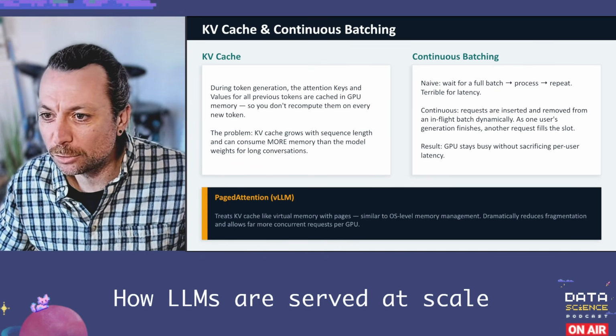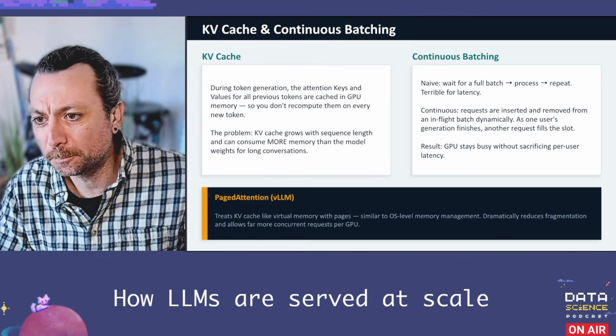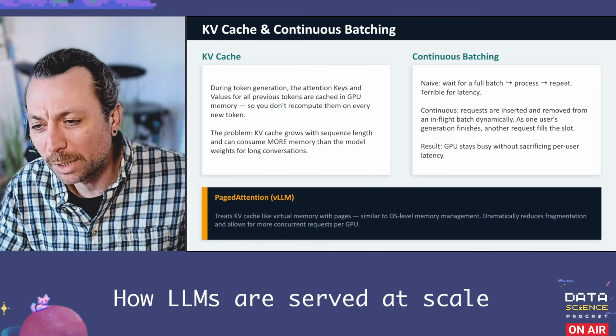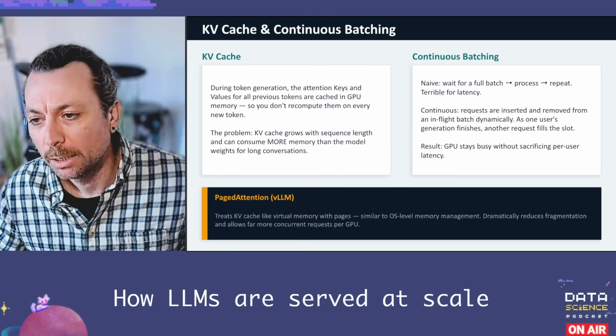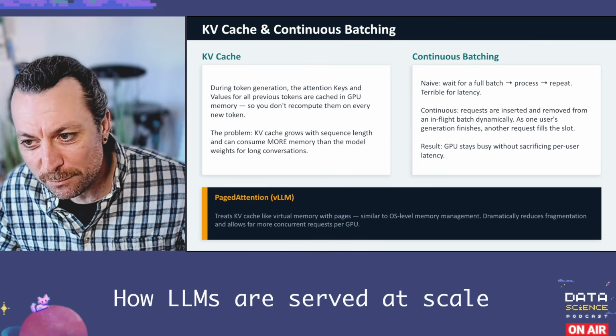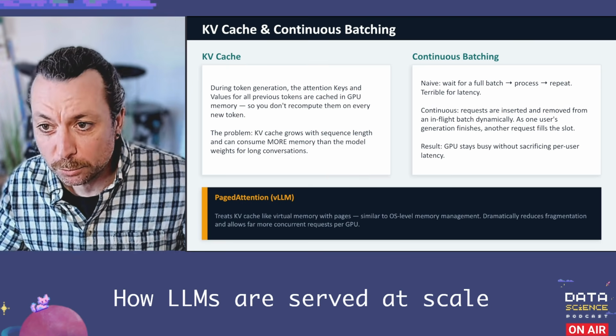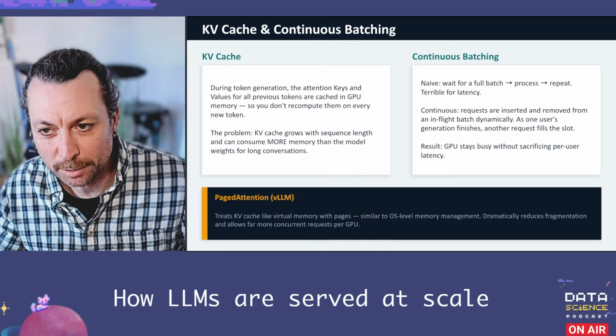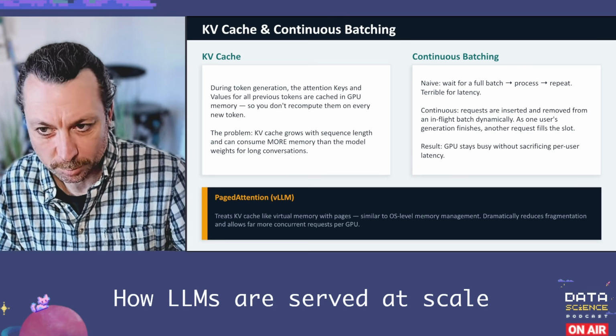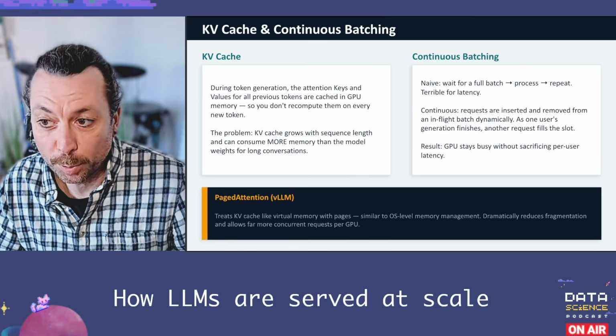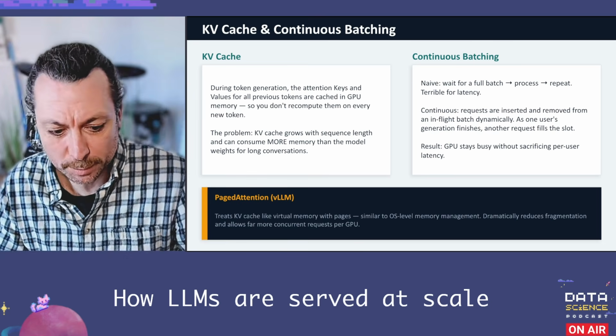So yeah, these are the two concepts. Now, there is also paged attention, and I'm reading: this treats KV cache like virtual memory with pages. I wanted to write this down just to make that comparison for those who know, for example, operating system design and operating system level memory management.